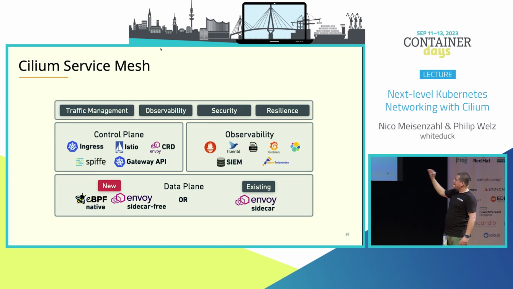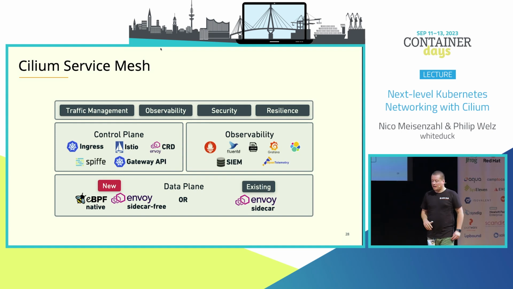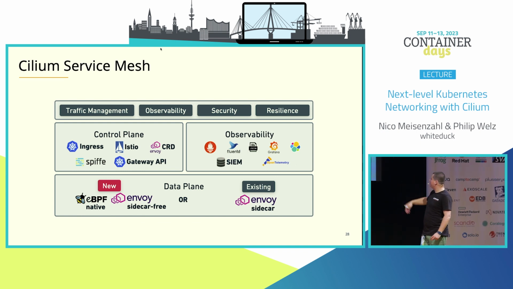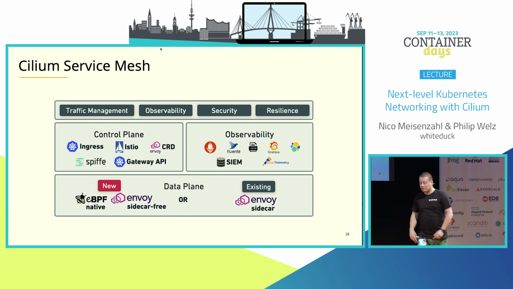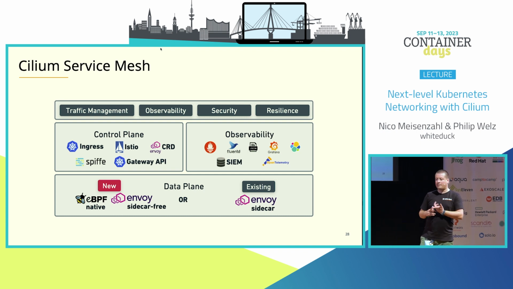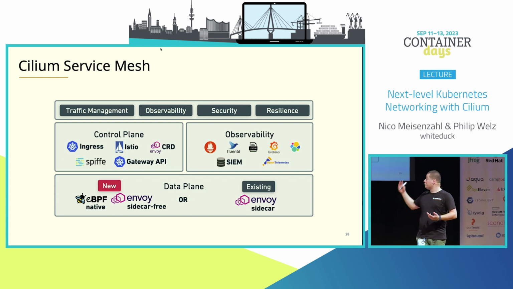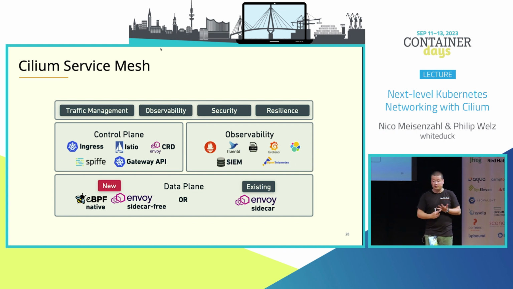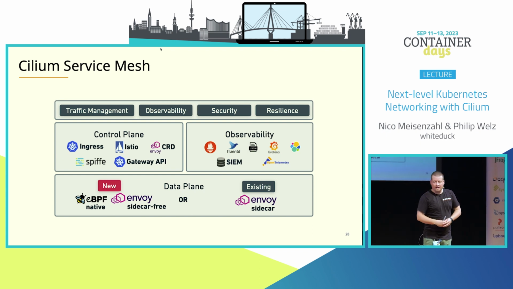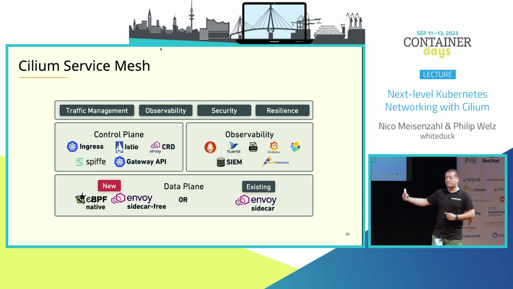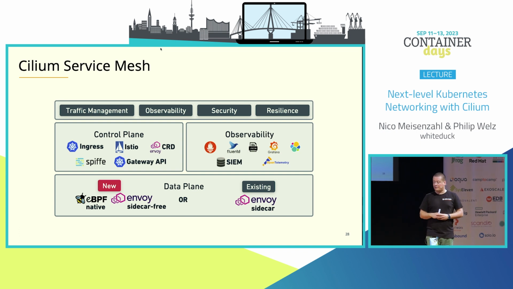You have multiple options on the control plane side. You have multiple options for observability. You can basically put in OpenTelemetry, Prometheus, all the things you would like to. On the control plane side as well, you can use the Ingress resources as you know them. You can use the new Gateway API. You can rely on Istio if you like to. And if you have a really complex use case, you can also just go with the Envoy CRDs and really define how your application should be routed with Envoy directly.